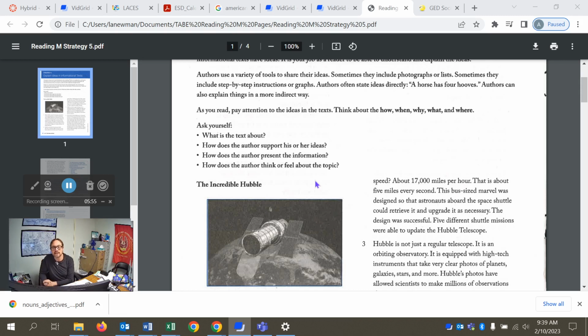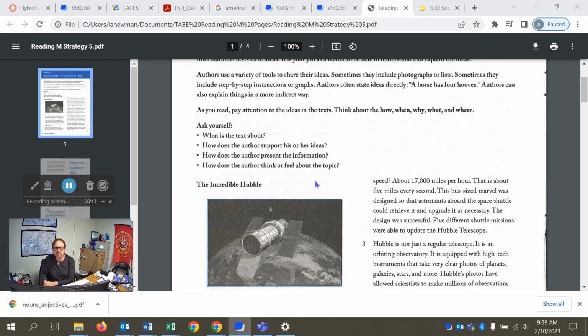But maybe the information is presented as cause and effect, or problem and solution. Here's a problem that's affecting the world or people, and here is a potential solution. Or here is a cause of some particular effect out in the world.